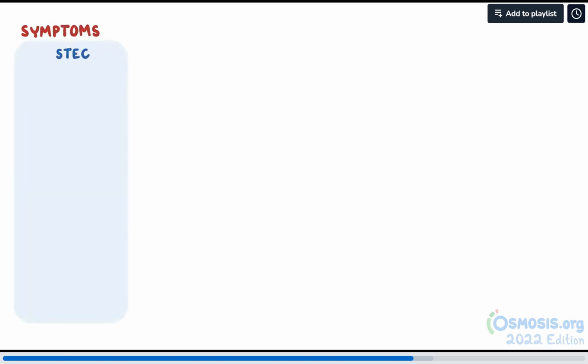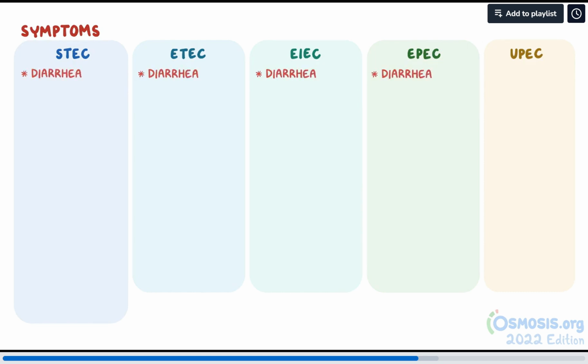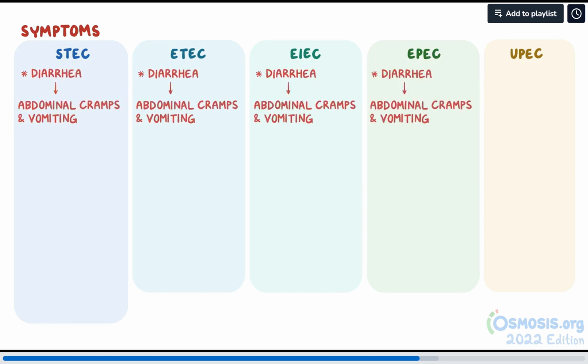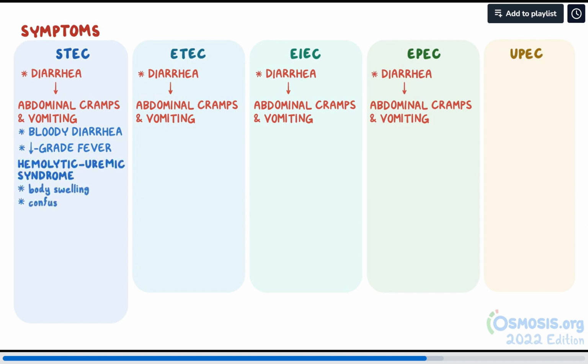Symptoms depend on the disease and the infecting pathotype. So right off the bat, all pathotypes except for UPEC cause diarrhea and are associated with abdominal cramps and vomiting. With STEC, there's bloody diarrhea, and there may be a low-grade fever. If things progress to hemolytic uremic syndrome, there may be body swelling, confusion, nausea, and vomiting. In addition to that, there can be paleness of the eyes' conjunctiva due to anemia, jaundice that results from buildup of bilirubin that results from hemolysis, diarrhea, and abdominal pain.